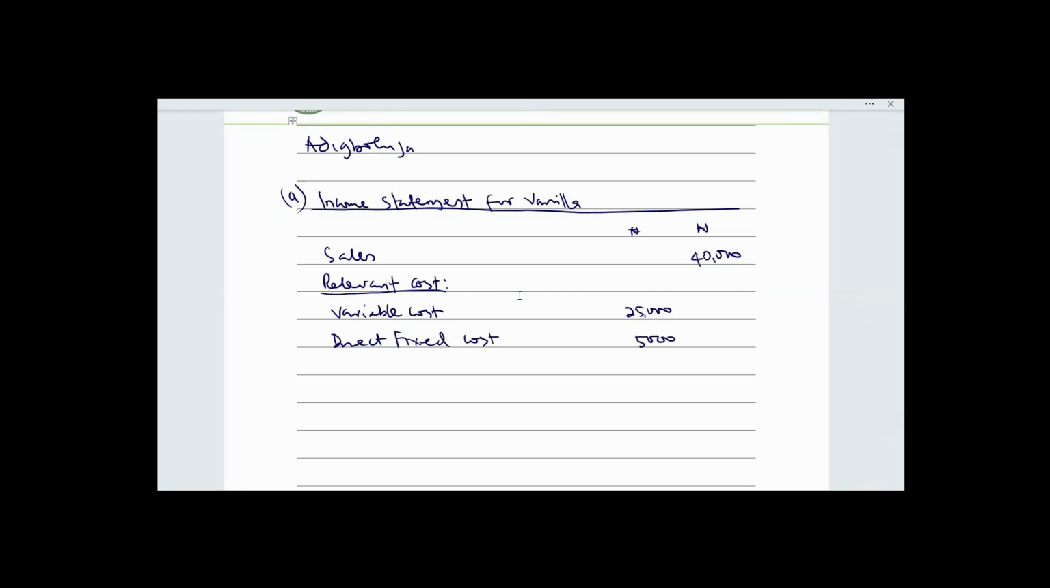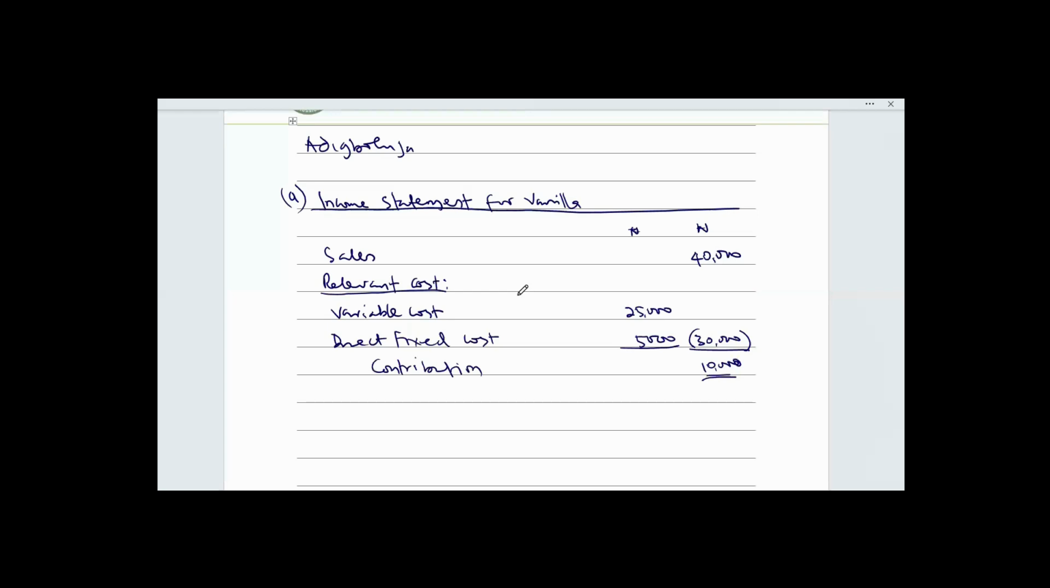Let's go back there. Which should be saved if production ceased. All other fixed costs will remain the same. It will not change. Therefore, the remaining 13,000 naira is irrelevant. So if that is the case, add up. This is 30,000 naira. 40,000 minus 30,000 will give us 10,000 naira. So this 10,000 naira is called contribution, because this is a positive contribution.